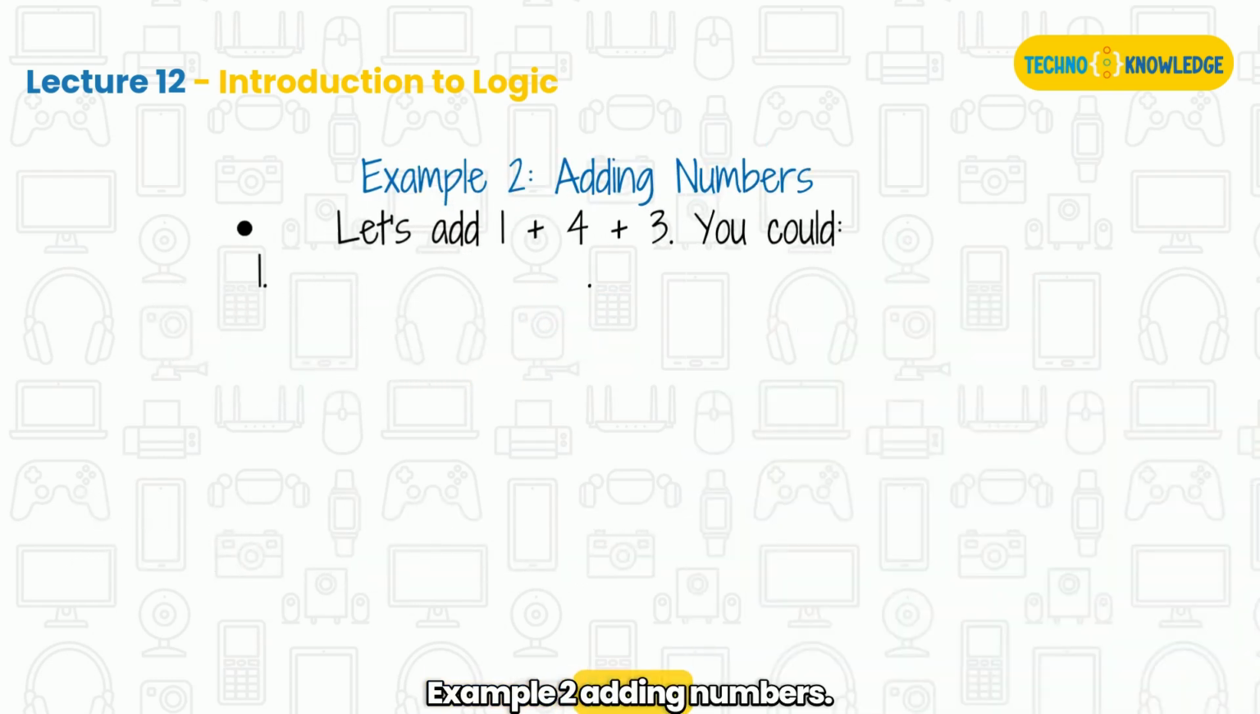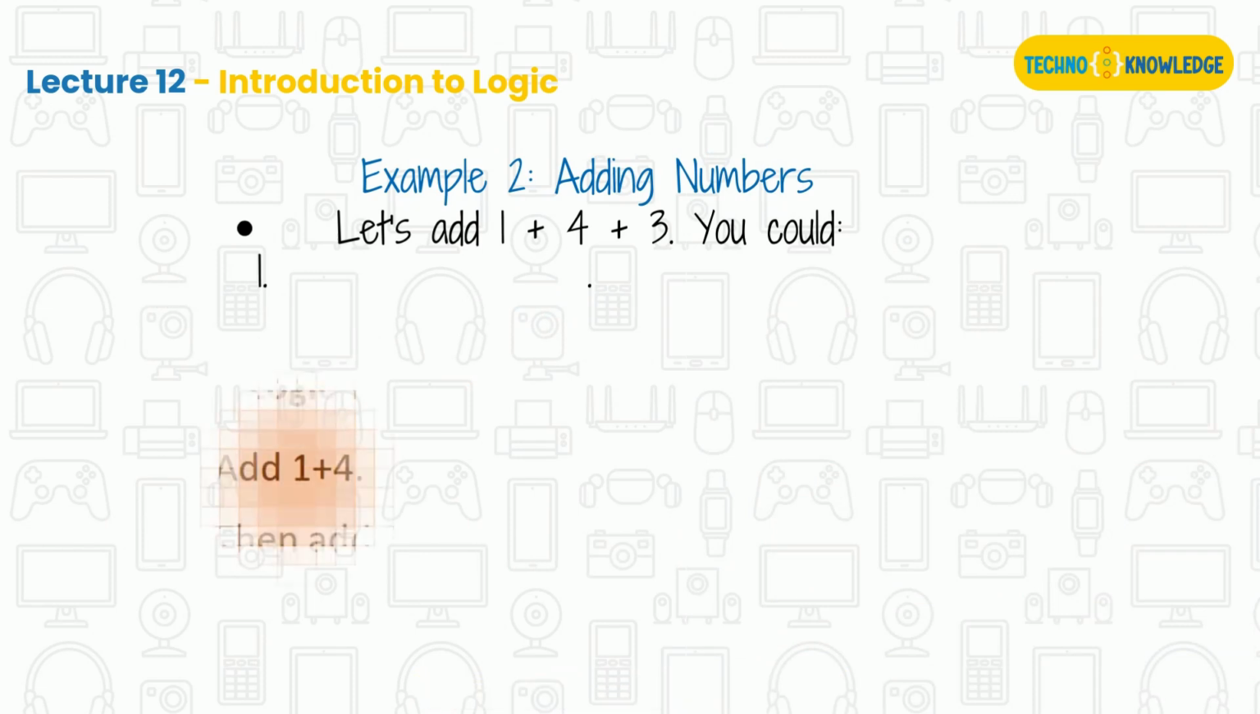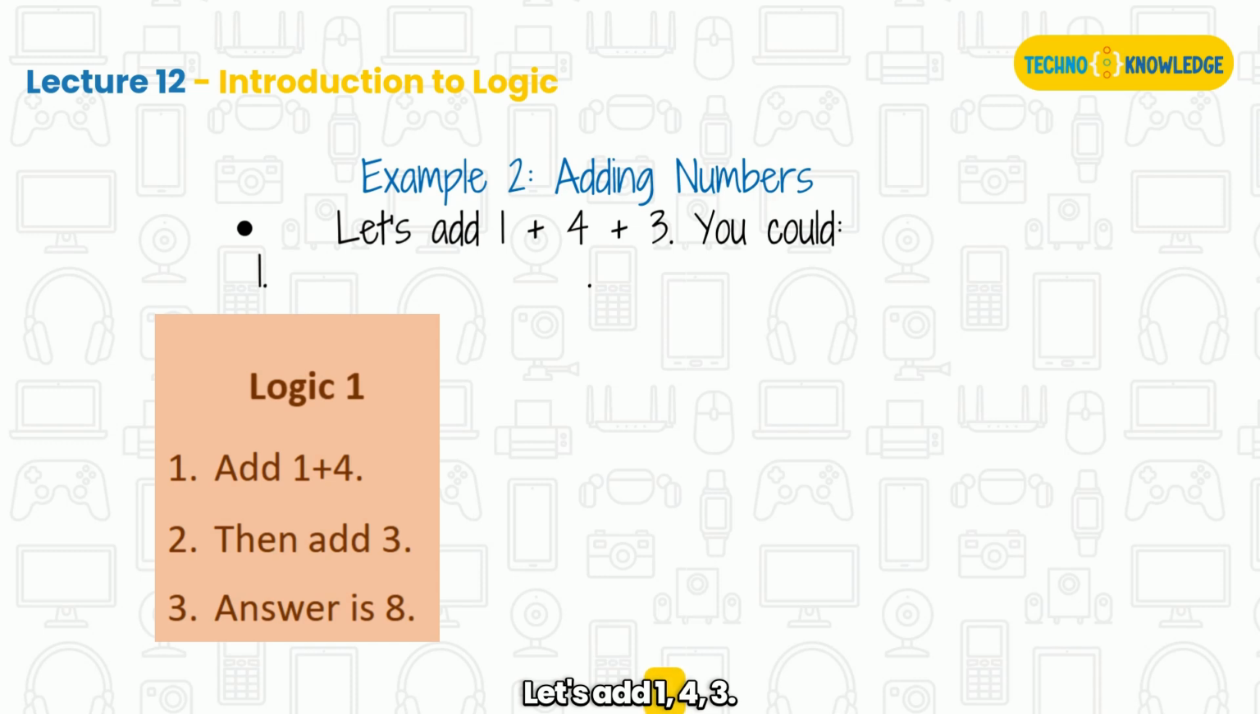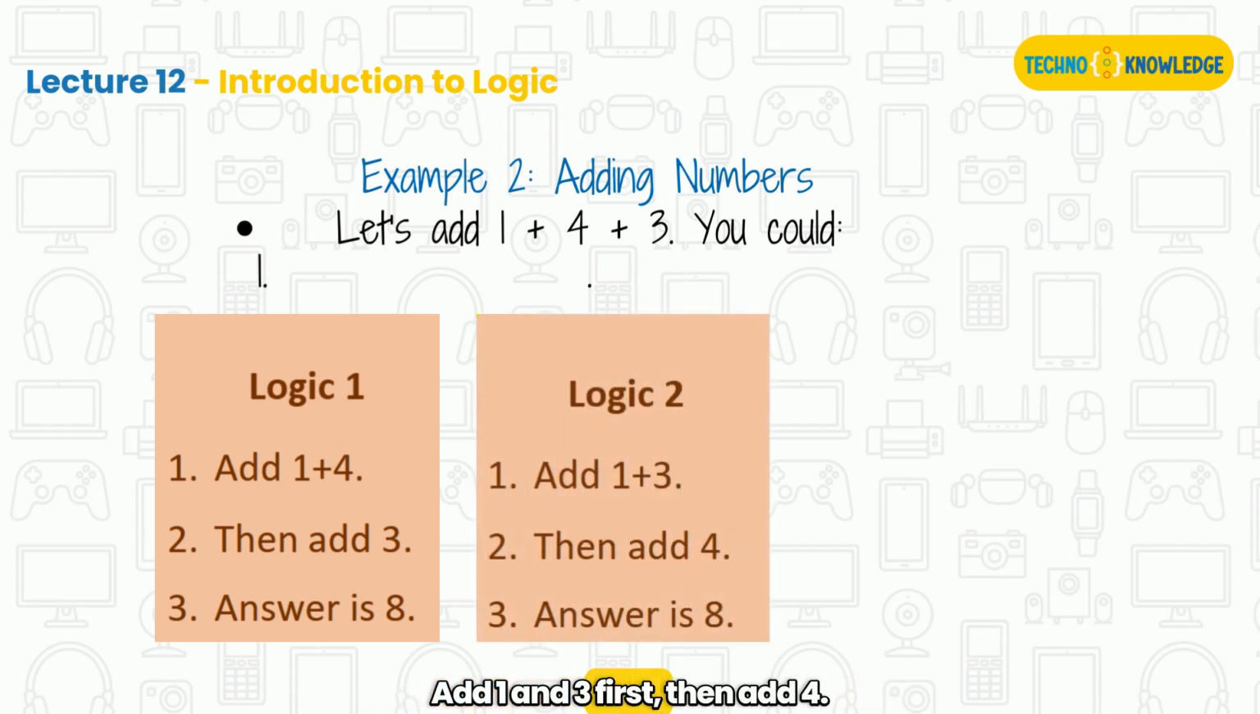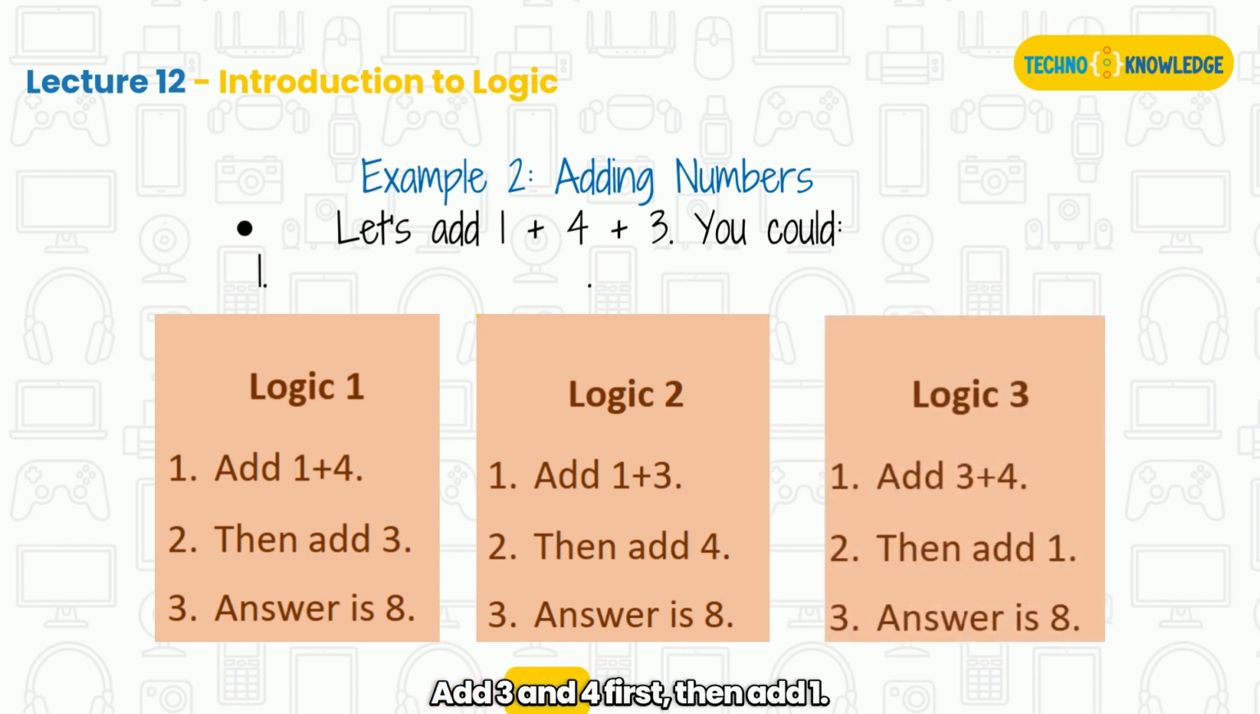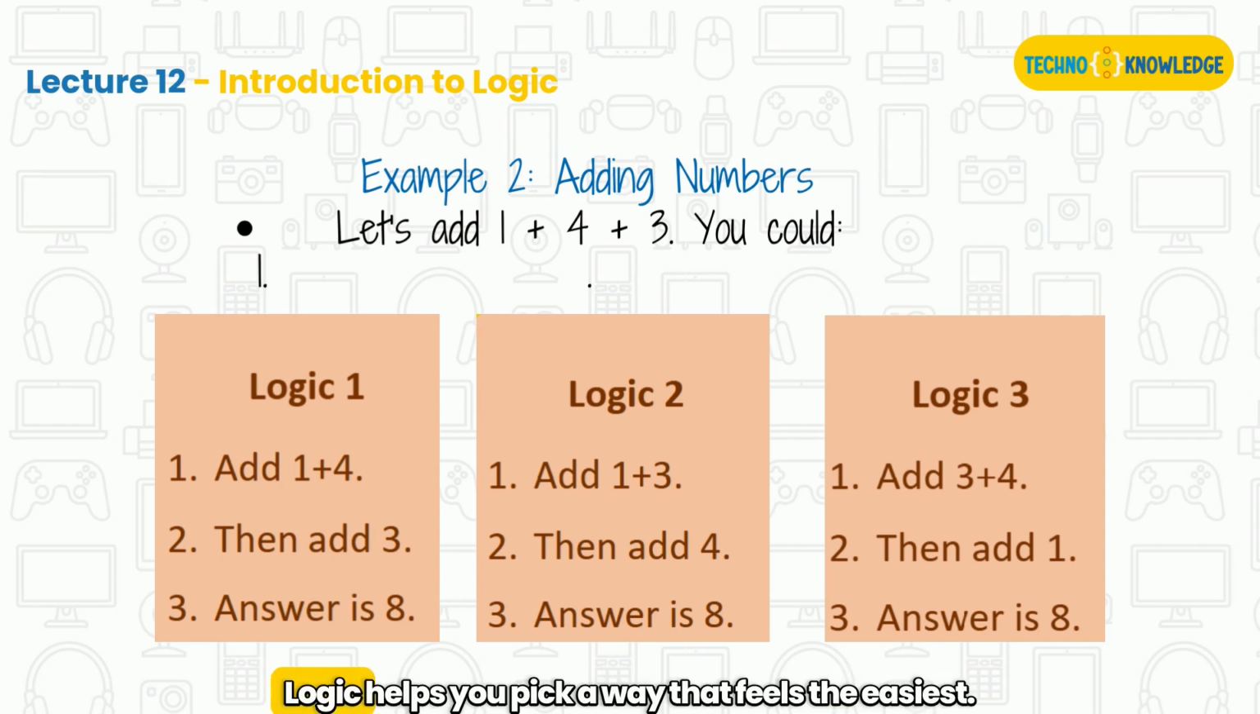Example 2. Adding numbers. Let's add 1 plus 4 plus 3. You could add 1 and 4 first, then add 3. Add 1 and 3 first, then add 4. Add 3 and 4 first, then add 1. No matter how you do it, the answer is always 8. Logic helps you pick a way that feels the easiest.